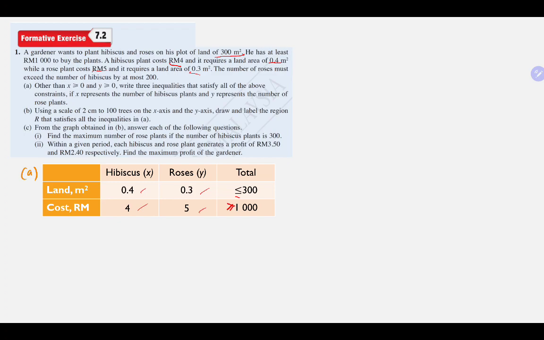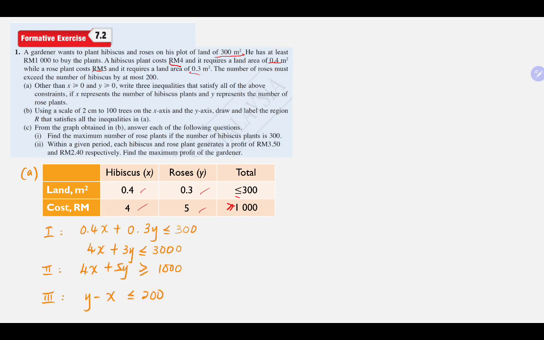So form up our inequalities. The first one, from the land: 0.4 times x plus 0.3 times y should be less than or equal to 300. To make our numbers into integers, we times everything by 10, so 4x plus 3y is less than or equal to 3,000. Number 2, about the cost: 4 times x plus 5 times y should be greater than or equal to 1,000.